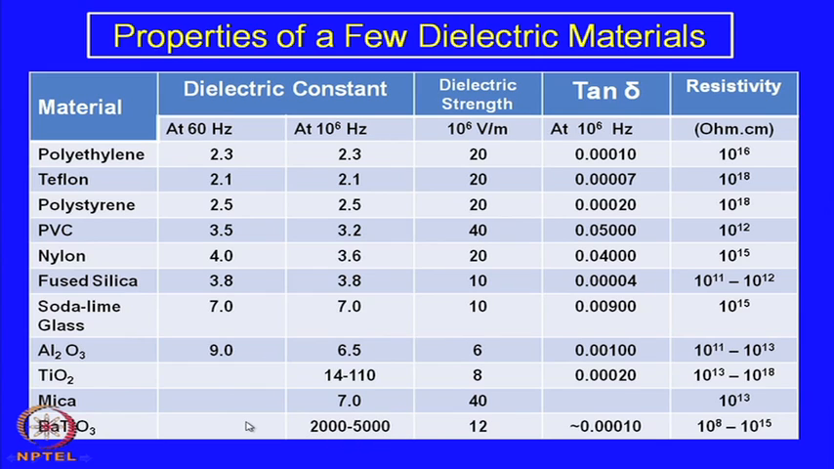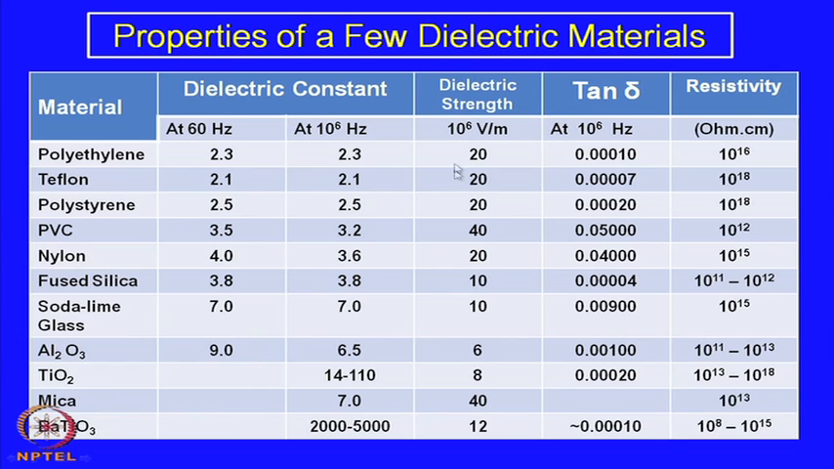We will discuss barium titanate in greater detail at a later stage, but compared to most of the other dielectric materials, the dielectric constant of these kinds of ceramics, even titanium dioxide, is around 100, whereas these are in the order of thousands. So, that is a very attractive feature of this particular dielectric material, which incidentally is a ceramic material.